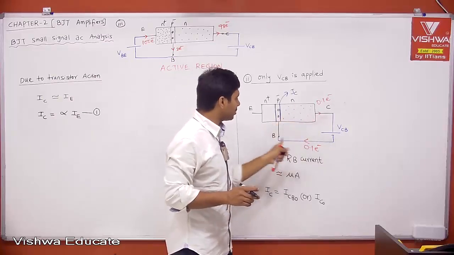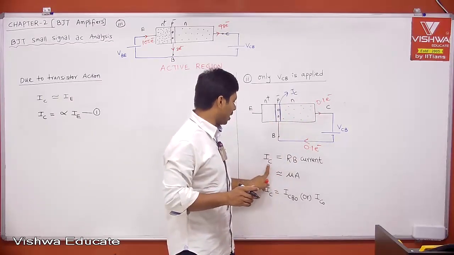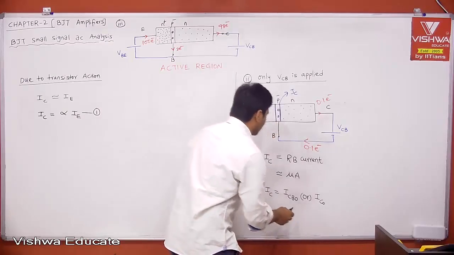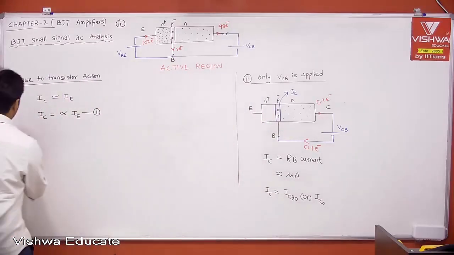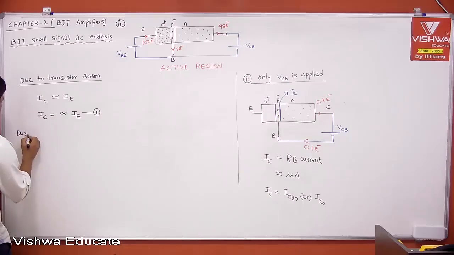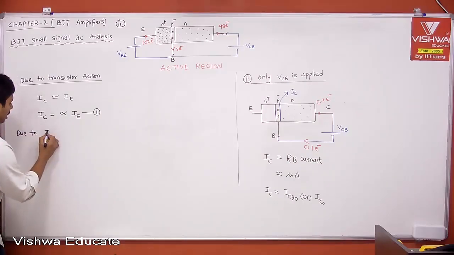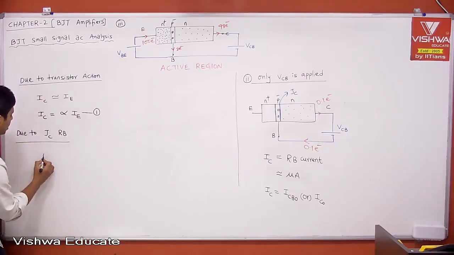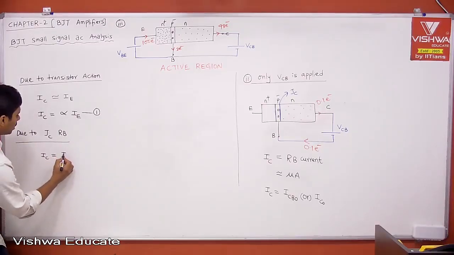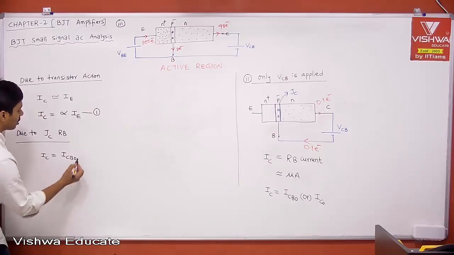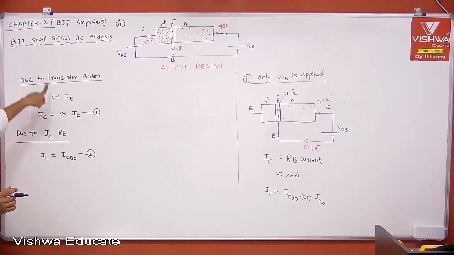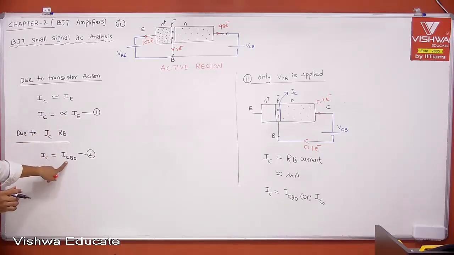Now, if you take the reverse bias PN junction diode current, that is due to minority carriers, that current is nothing but ICBO. Let me call this, or you can say, due to collector junction reverse bias. Then what is your IC? Your IC is equal to ICBO or ICO. This is equation 2. Therefore, IC due to transistor action is alpha into IE. IC due to reverse bias PN junction diode is ICBO.